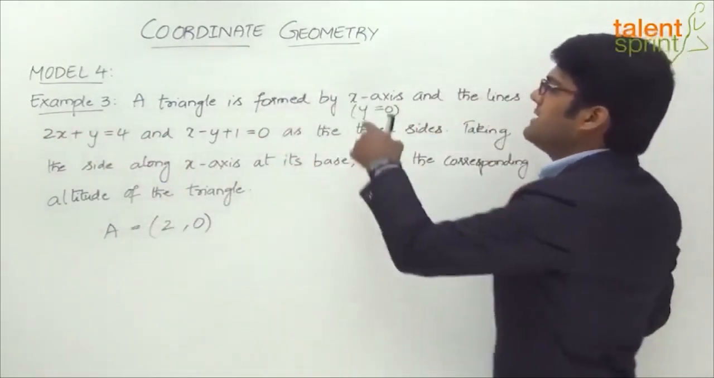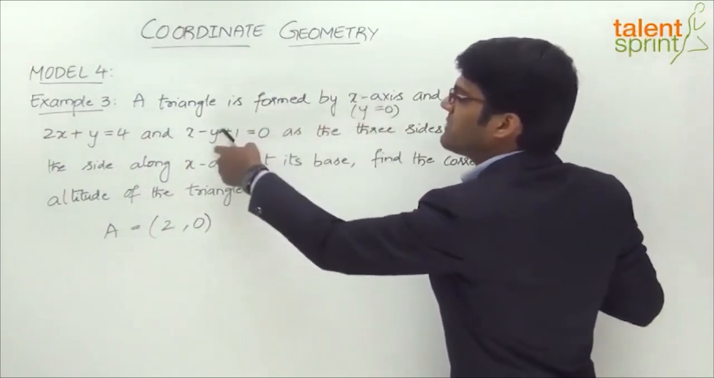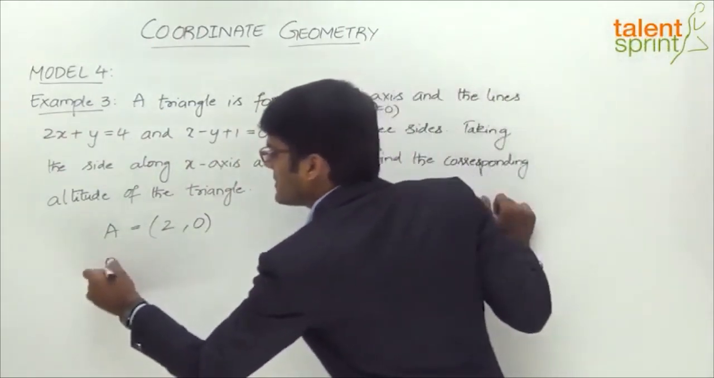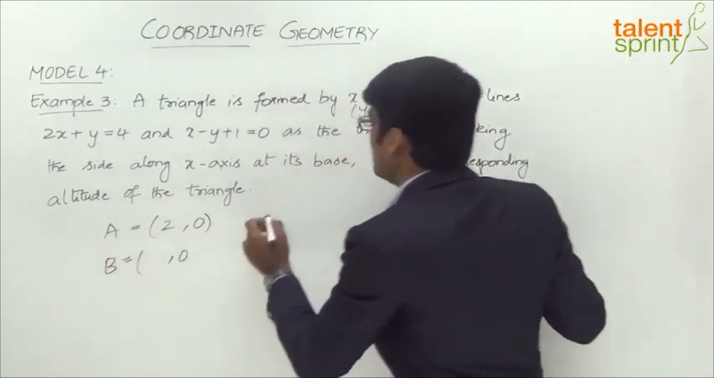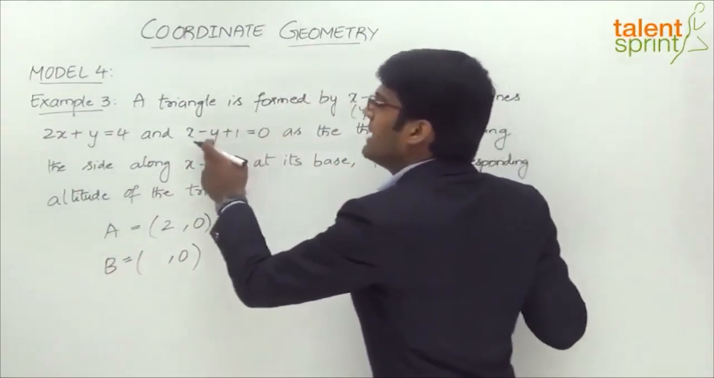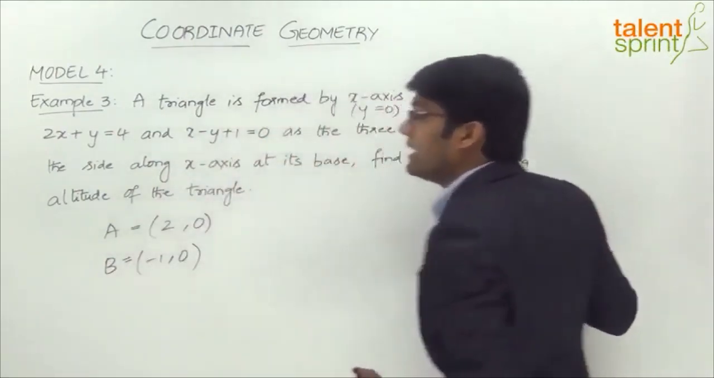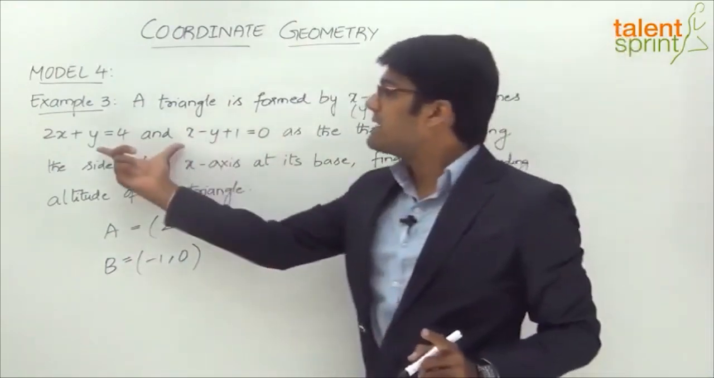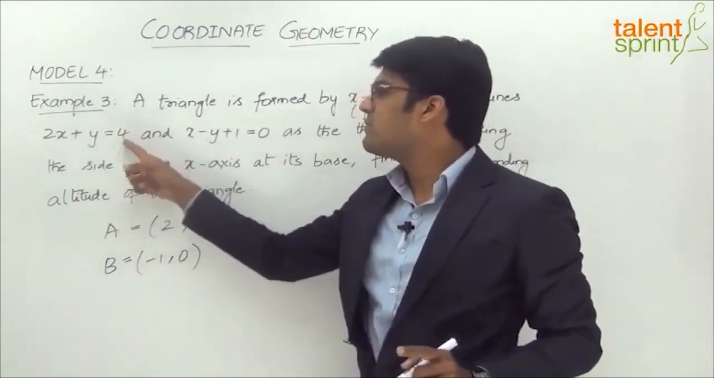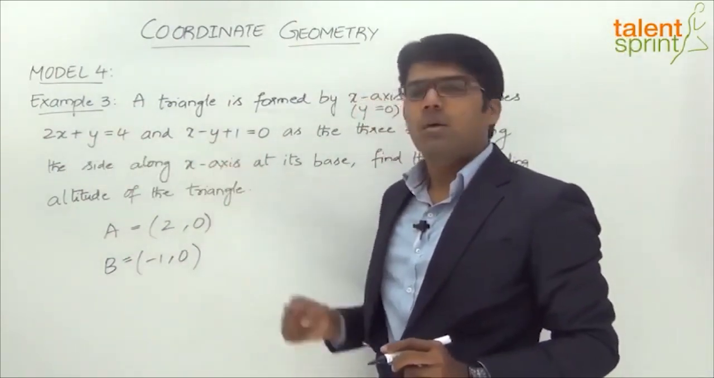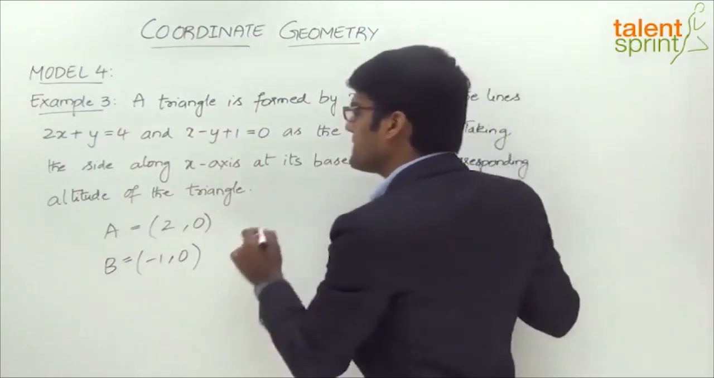Then let's take the point of intersection of y equals 0 and x minus y plus 1 equals 0. So the second point will again have y equal to 0, and if y is 0 we get x equals minus 1. Now the third point will be the intersection of the 2 lines 2x plus y equals 4 and x minus y plus 1 equals 0. So let's solve those 2 lines.